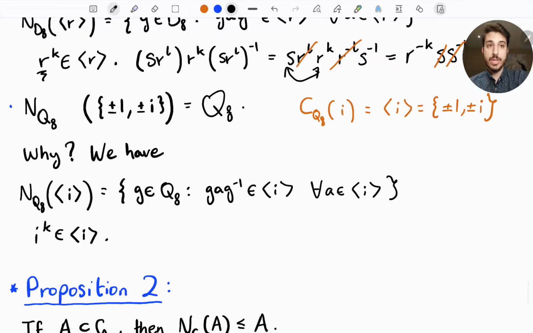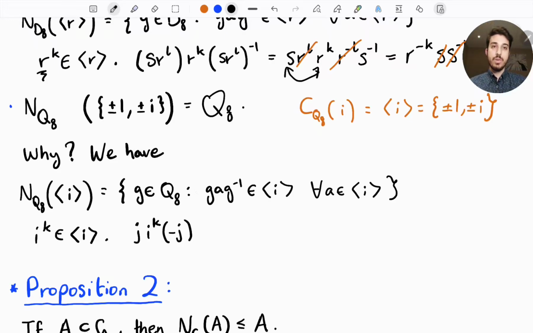Okay? So we take i to the k and we have the conjugation of an element with i. What will that give us? Well, what are the elements that are possible in Q8? We have i, we have minus i, we have j, minus j, k, minus k. So let us consider j and k and see what we get. So j times i to the k, and then the inverse of j. But the inverse of j, we know it is minus j.